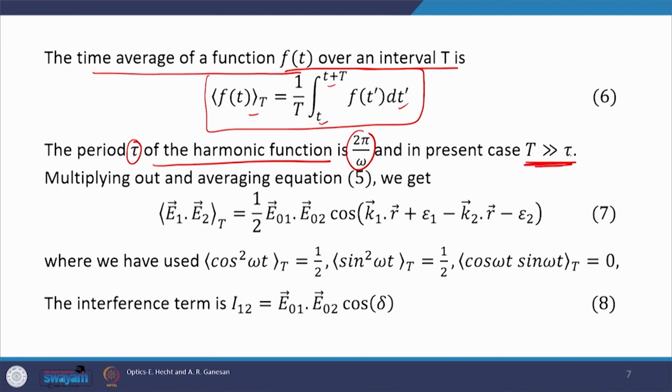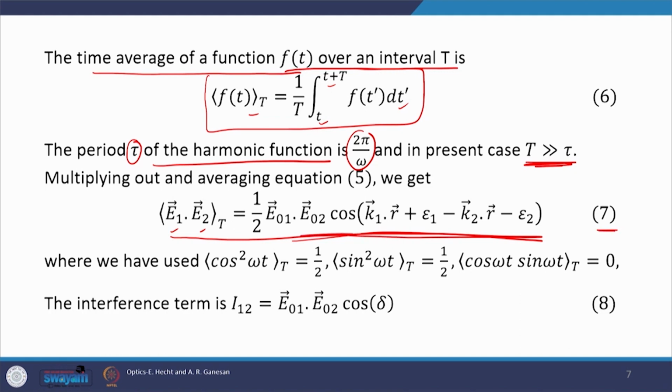Okay, the interval over which the function is being integrated must be much larger than the period of the harmonic function. Once these criteria are met, we can easily take the time average. So, after taking the time average, we get this expression. The time average of E1 dot E2 is expressed here by equation number 7.